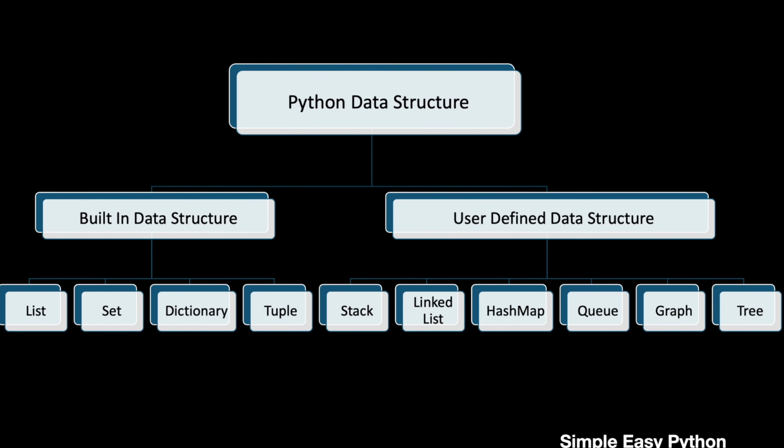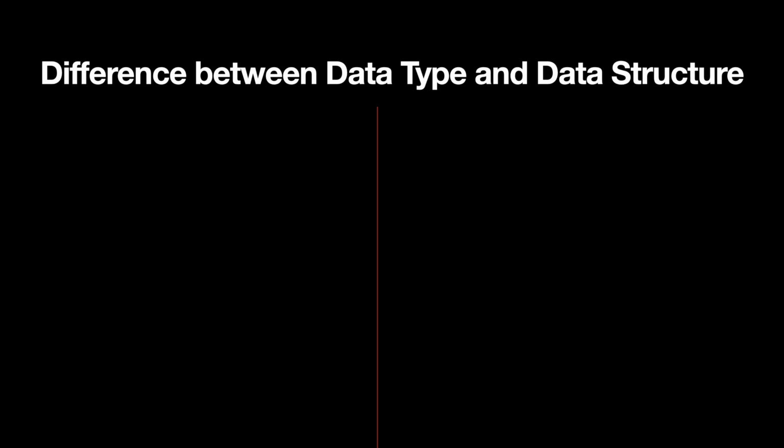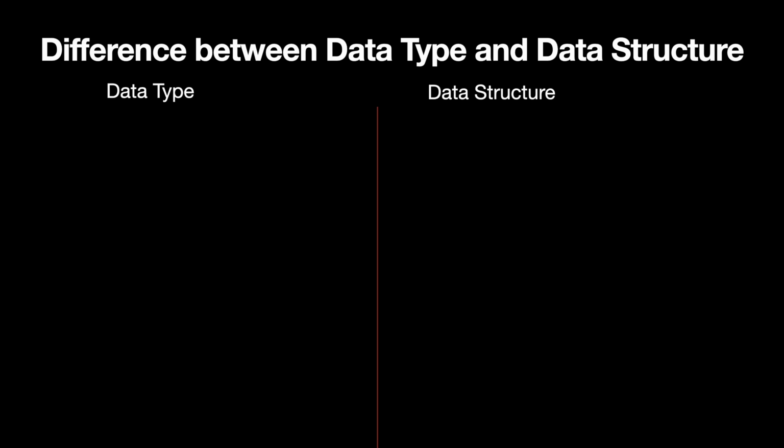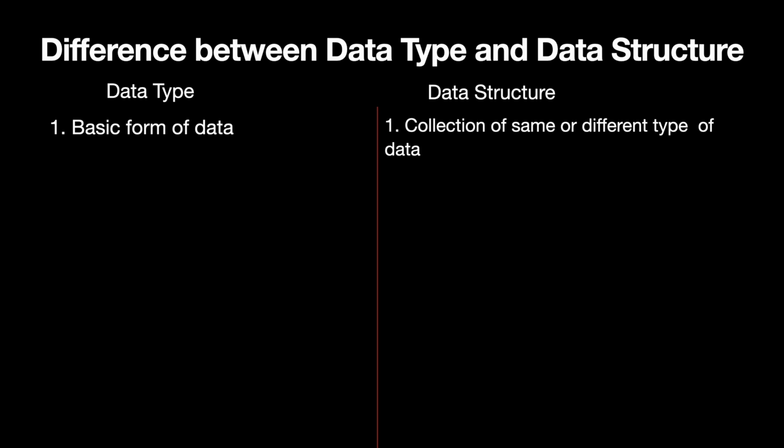Now let us see what is the difference between these two. What is the difference between data type and data structure? Let us see some of the differences one by one. Data type is a very basic form of data that I have already explained. You can compare them to the building blocks of a wall, whereas data structure is a collection of same or different types of data. It may be homogeneous or heterogeneous.